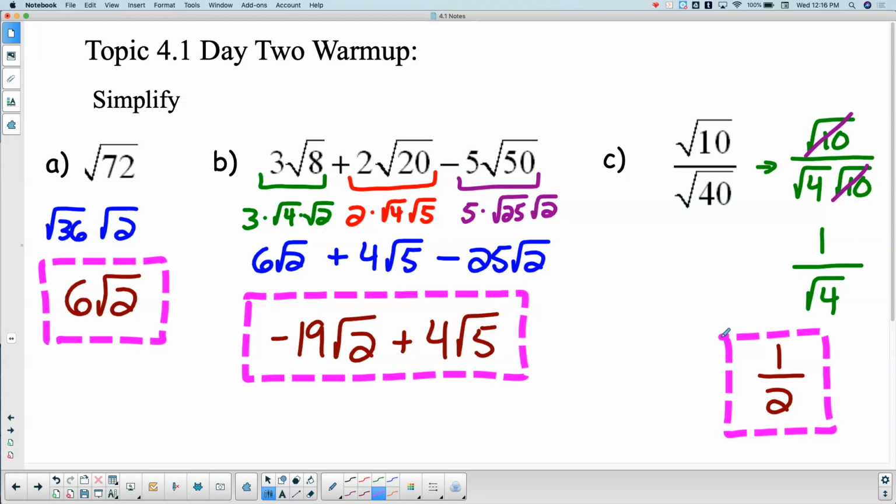Other questions? Yes, ma'am. How do you get 6 square root of 2? Because 36 times 2 is 72. Well, what about 9 and 8? That's great. But remember our 3 conditions from Monday? Condition number 1, no perfect squares left inside of the radical. 8 has a 4 in it.